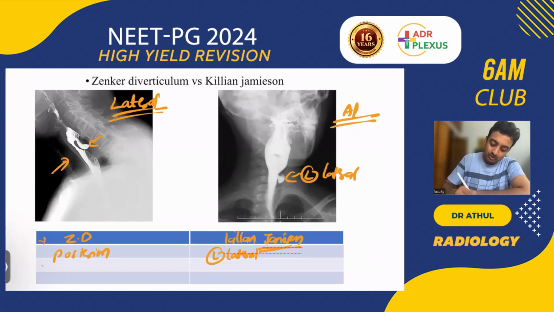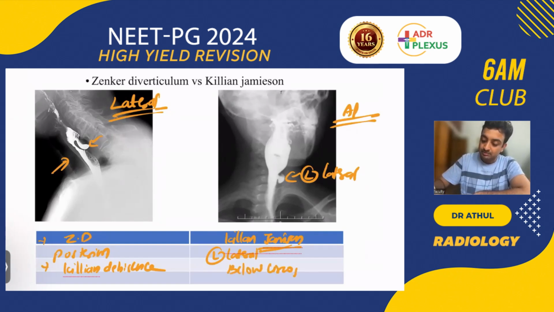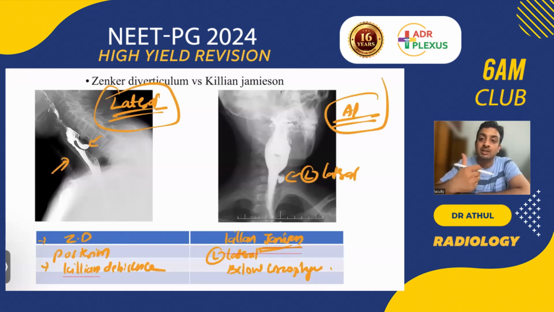Zenker's diverticulum usually occurs from Killian's dehiscence, which is actually a defect between the thyropharyngeus and cricopharyngeus muscles of the inferior constrictor, and it occurs above the cricopharyngeus. Killian-Jamieson occurs below the cricopharyngeus. These are the differences. You should remember how to differentiate between Zenker's and Killian-Jamieson. Zenker's is seen posteriorly, so it is seen in lateral view, while Killian-Jamieson is seen in AP view. Just like remembering thumb sign and steeple sign.